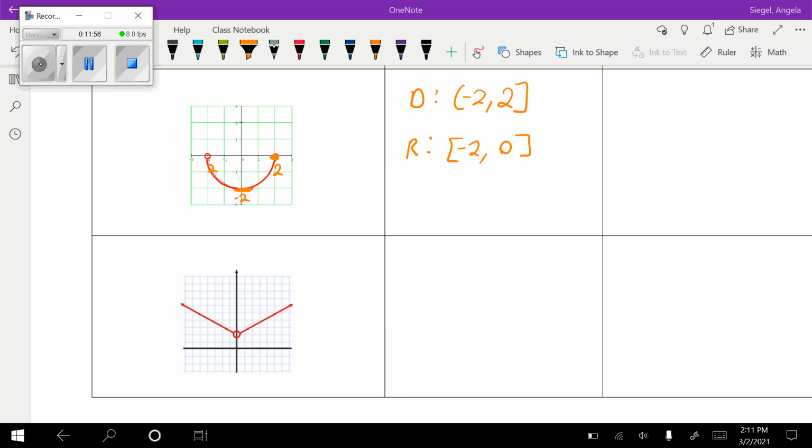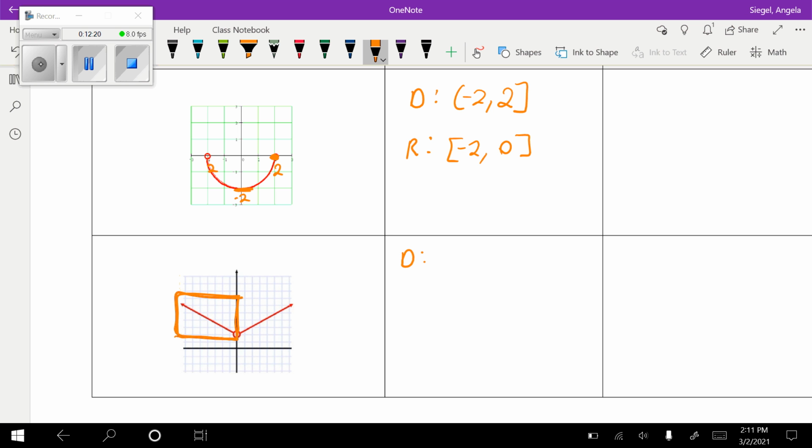Let's do one more. So notice that this has an open dot in the middle. So what that means is that we kind of have 2 pieces to this. We have this piece here, and we're going to join it with this piece here. So our domain, when we do this, let's just start with this piece right here.